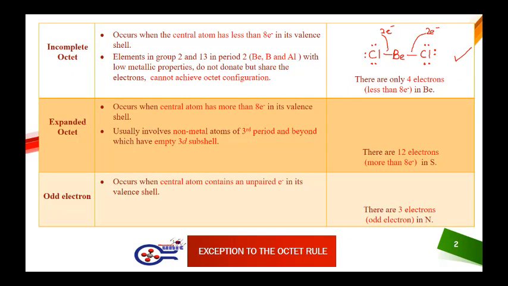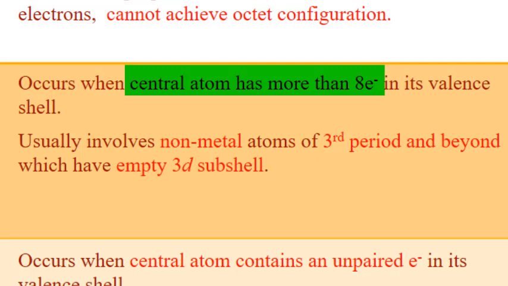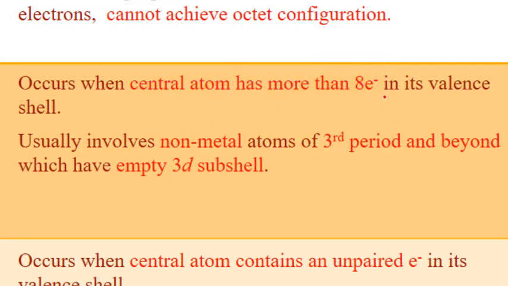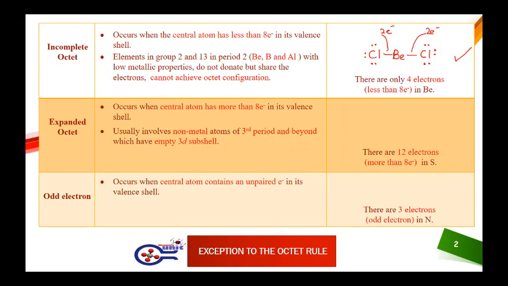More common than incomplete octets are expanded octets, where the central atom in a Lewis structure has more than 8 electrons in its valence shell. Expanded valence shells are observed only for elements in period 3 and beyond with an empty 3d orbital. We will use SF6 as the example.